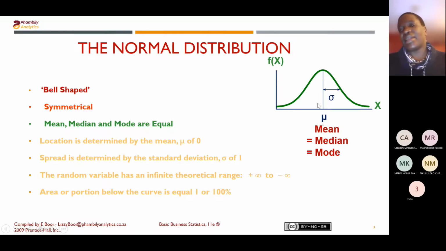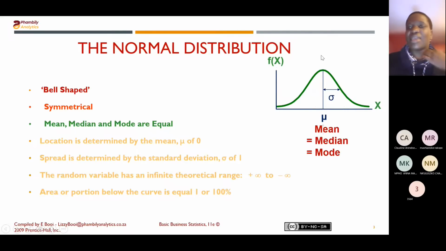And the area underneath the curve, the sum of it will always be equal to 1. Therefore, if we have to find any probability underneath the curve, it will be a decimal probability. And if we find the probability of everything underneath the curve, it will be equal to 1.